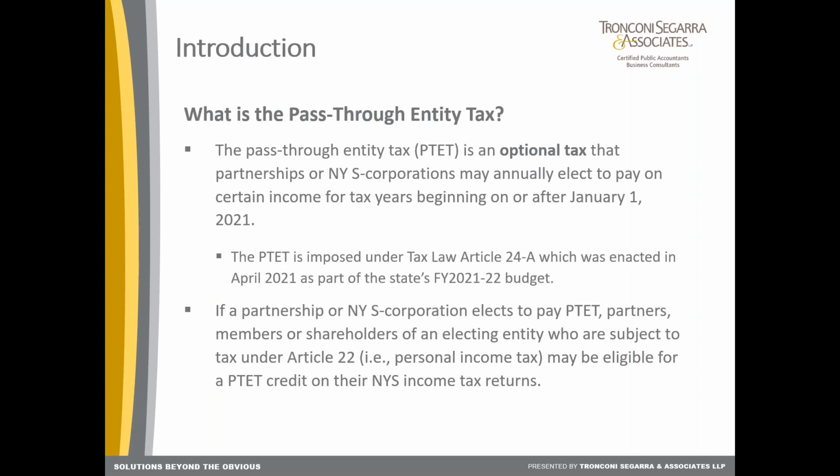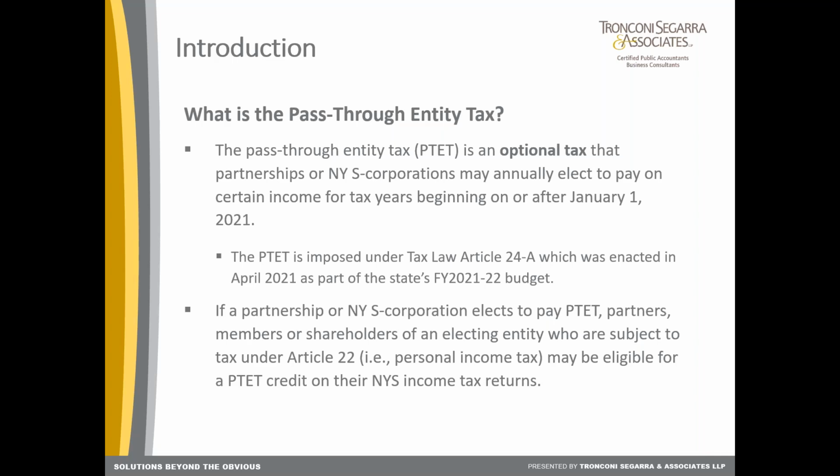In April this year, along with the budget, was included a section for pass-through entity tax. And what this is, it creates a New York State income tax at the entity level, which is going to create a deduction on your federal income tax return. And that's basically the crux of what we're going to be talking about today and what the true benefit of this is. It's effective January 1 of this year.